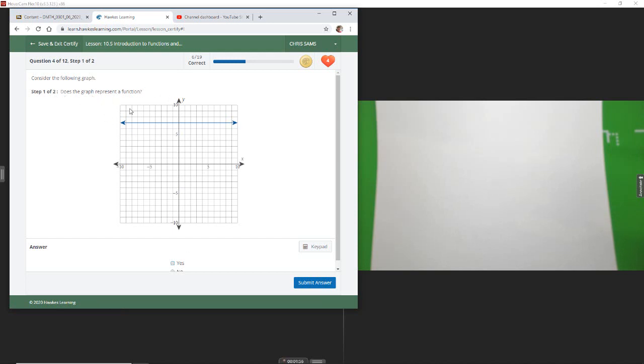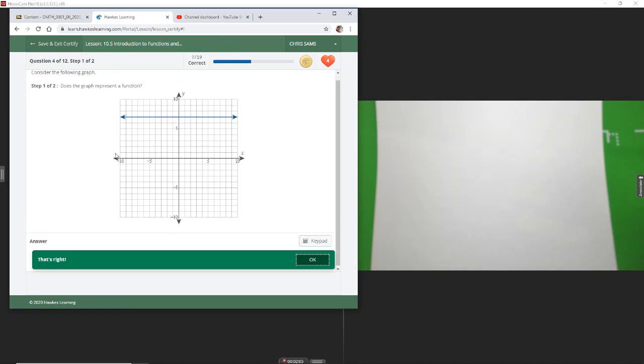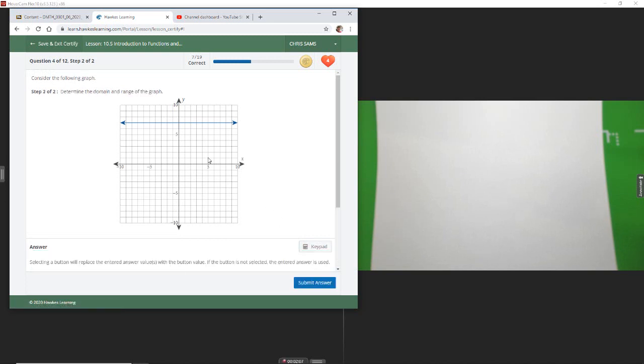Okay, does this line represent a function? Again, if you drew vertical lines, it would only hit once. So yes. And then the domain and range. So as you can see, this goes all the way across the whole graph, left and right, and the arrow indicates that it continues on either side.